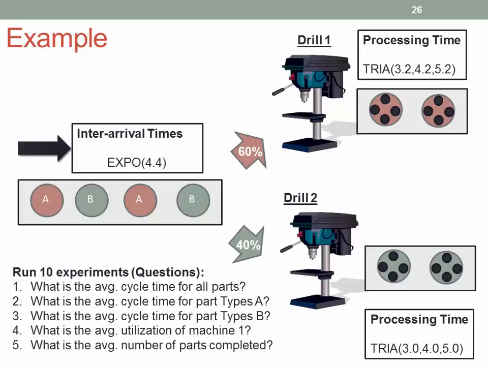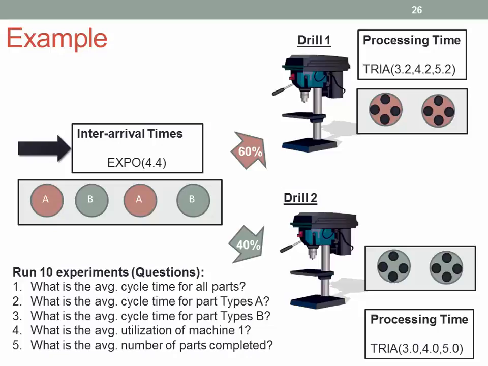Okay? So the first question: what is the average cycle time for all the parts? That takes into account all the parts together. Then what is the average cycle time for only type A? Third question is in terms of part B. The fourth question is the average utilization of machine number 1. And finally, what is the average number of parts completed? Okay, so that's the information that I want to collect from the system in terms of this example.